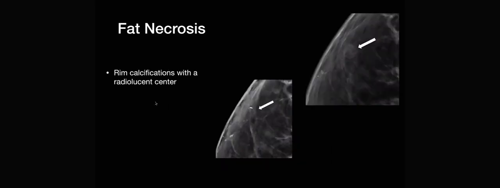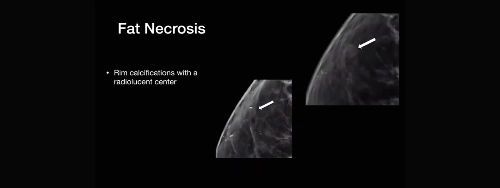Other typically benign calcifications are rim calcifications with a radiolucent center. They can be seen with oil cyst or fat necrosis. They're not always this pretty. They can look ugly. They can have what looks like asymmetries with them, thickened wall, and dystrophic appearing calcification, similar to this case, which is in multiple sites.